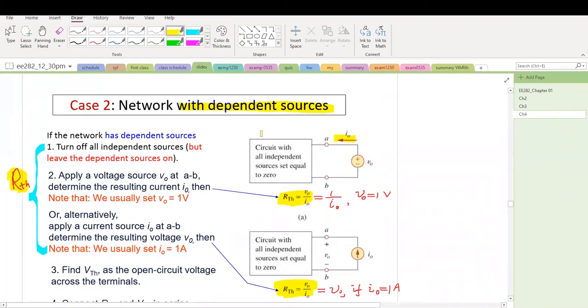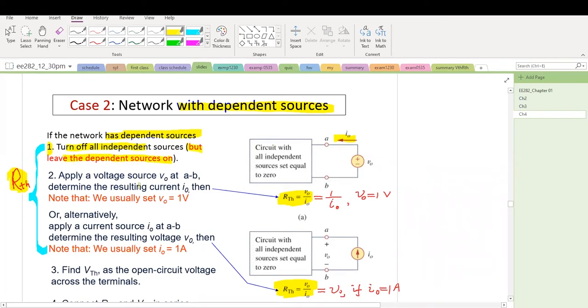In this video, we look at Thevenin Theorem for circuits with dependent sources involved. Let's look at RTH. How do we obtain RTH? If the network has dependent source, first of all, we turn off all independent sources but leave the dependent source on. In other words, the dependent source, we do not do anything for them.